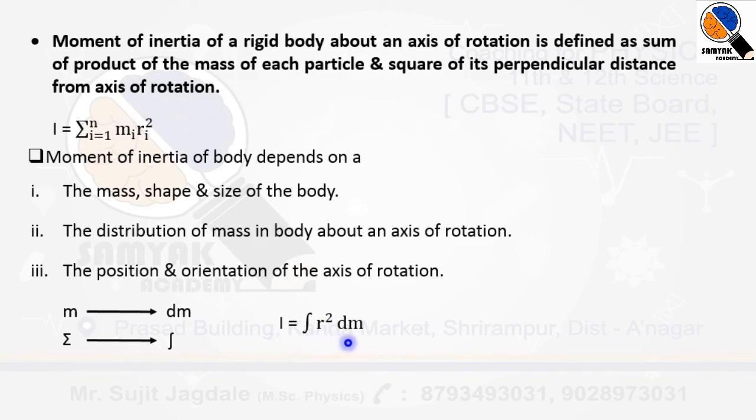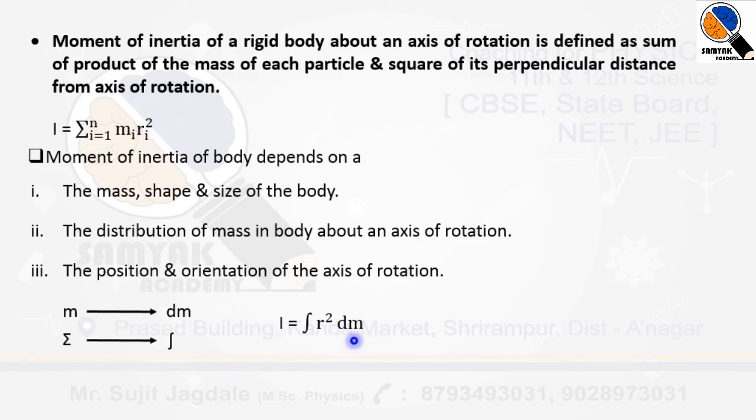Summation is replaced by integration, then r square will remain as it is and m is replaced by dm. So what is the final formula for continuous body? I is equals to integration r square dm, and for discrete particle system I is equals to summation i is equals to 1 to n mi ri square. So these are the two formulas for discrete particle system and continuous body.